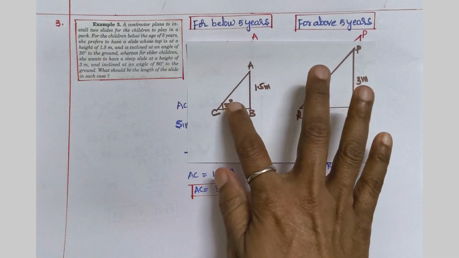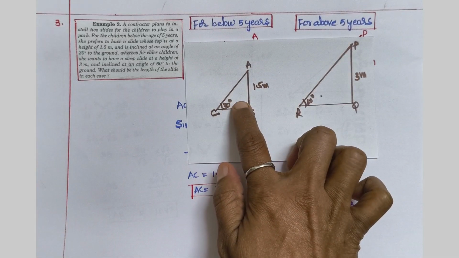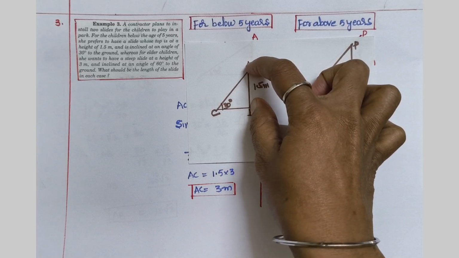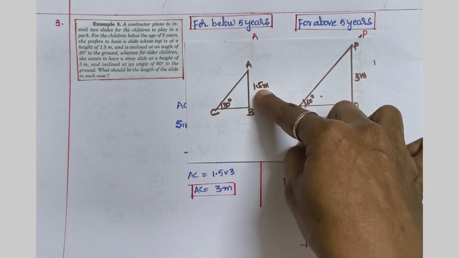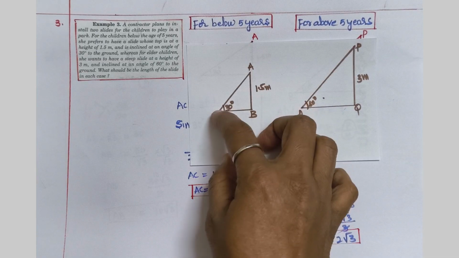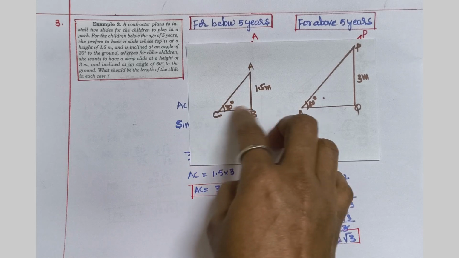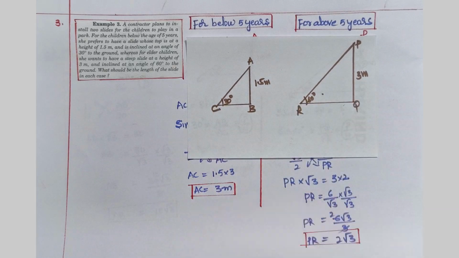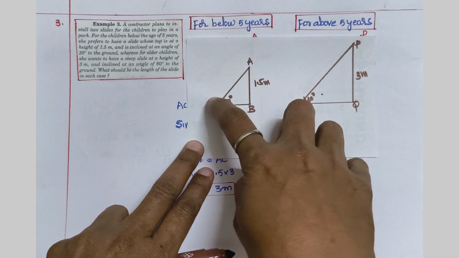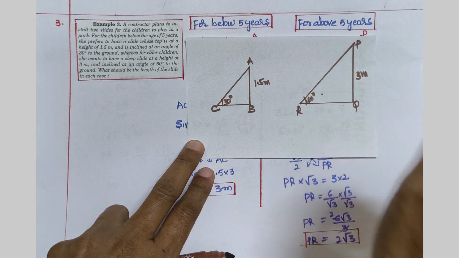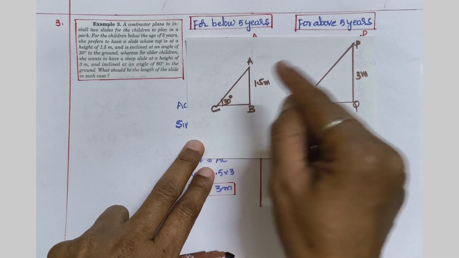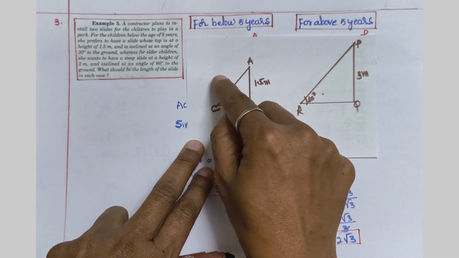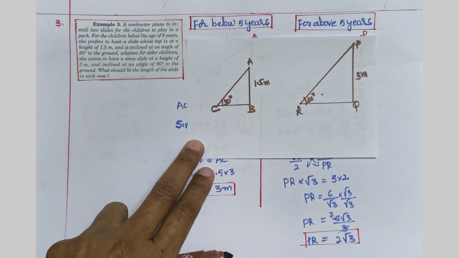This is a very simple and easy question. Now listen carefully. First we will do below 5 years. Here AC is the height. How much is the height? 1.5 meters. This is a slide. Here the ground level angle, how many degrees? 30 degrees. So now you want the AC length. Which one can we use? Sine. Sine means what? Perpendicular by hypotenuse. So you will get the AC length.